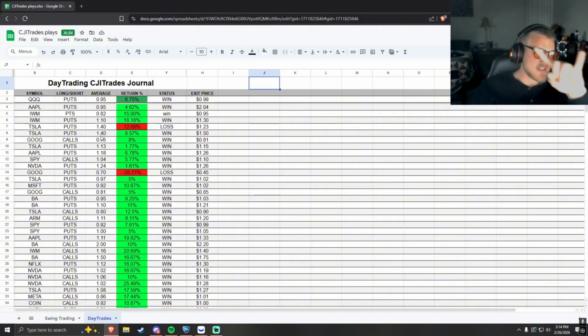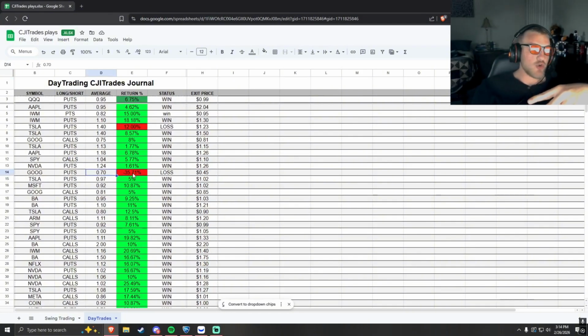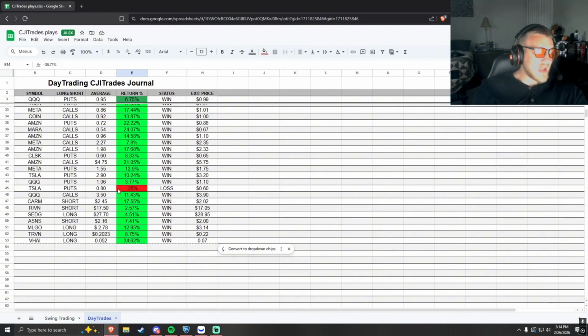I've had 2 losses the whole time, and it was Tesla for 12%, and then it was Google for 35%. The one thing I will say about Google is I completely went against the strategy. I ended up entering the trade before we had the EMA 5 retest, and that is why that went so poorly for me. And another Tesla puts, but I didn't realize about the news for Tesla at the time.